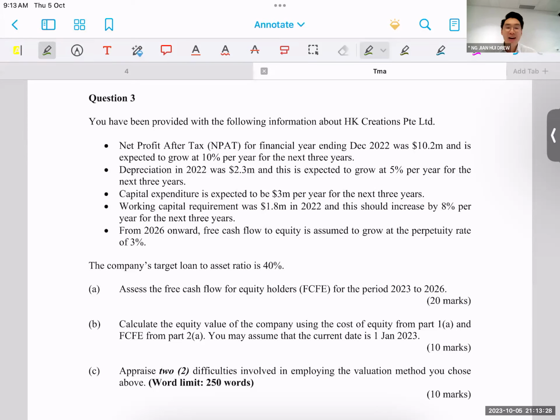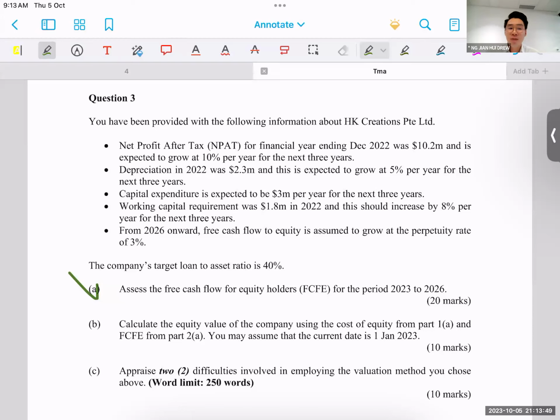first of all, you need to use the debt ratio formula. So to assess the cash flow for part A, you need to use the debt ratio formula, right? I hope you still remember the debt ratio formula that we talked about. You cannot use net debt, net borrowings, and all those, because you cannot derive net borrowings. So you need to use the debt ratio formula.